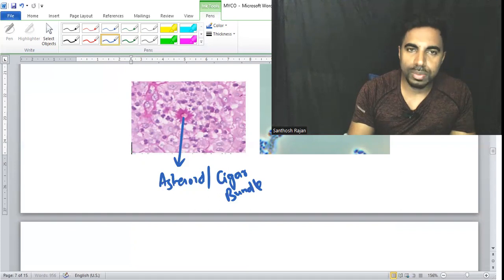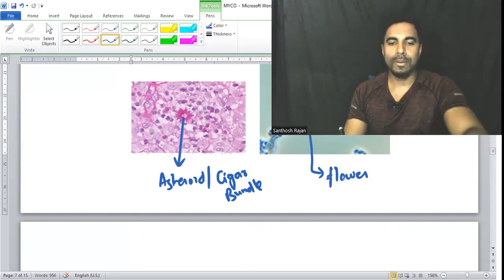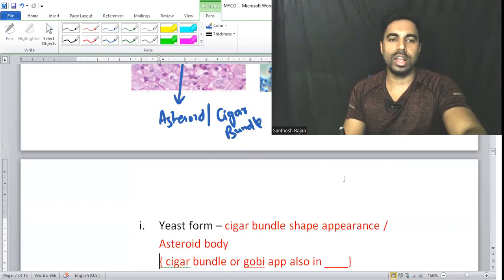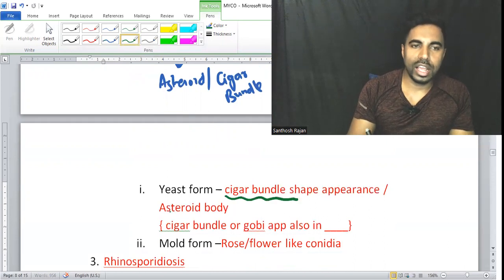Here, if you see in this picture, how does it look? It looks like a flower. It just looks like a flower. The microconidia look like a flower. Okay, so that's the thing. These are the questions you will have. So the yeast form, you see cigar bundle or asteroid body.